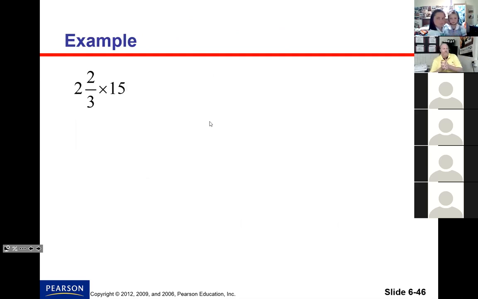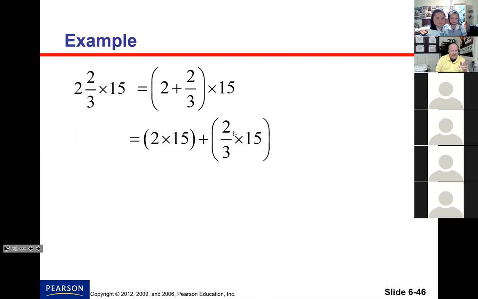You have a mixed fraction, right? And you're timesing it by 15. Honestly, I don't like the way they do it. Again, look how they do it, right? They take the 2 times the 15 and the 2/3 times the 15. They take it and break it apart. I don't like that method, and I think that's kind of a weird way of teaching it.